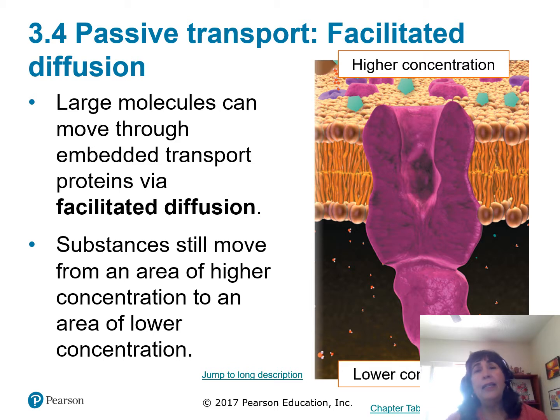Now, in these examples, we've seen that molecules are moving through a protein. So if they're moving through a protein that is actually embedded in the plasma membrane, then this is called facilitated diffusion. What does facilitate mean? Facilitate simply means to help. So if a protein is there, it's like a doorway into the cell. So it's helping move molecules through a doorway. So it's called facilitated diffusion.